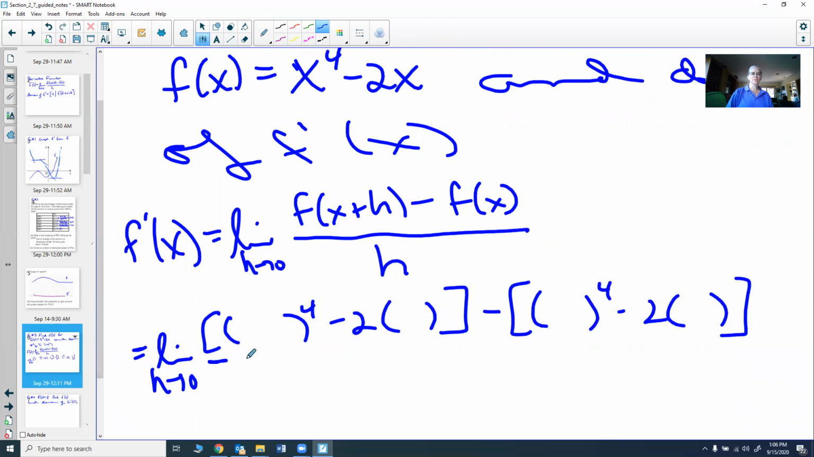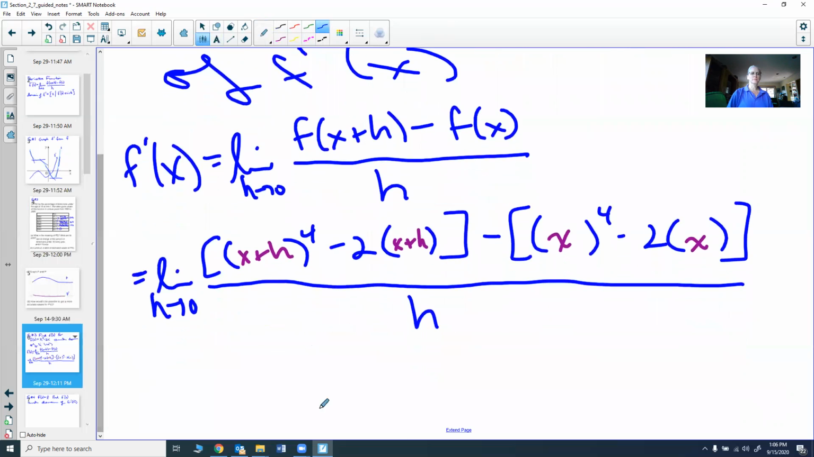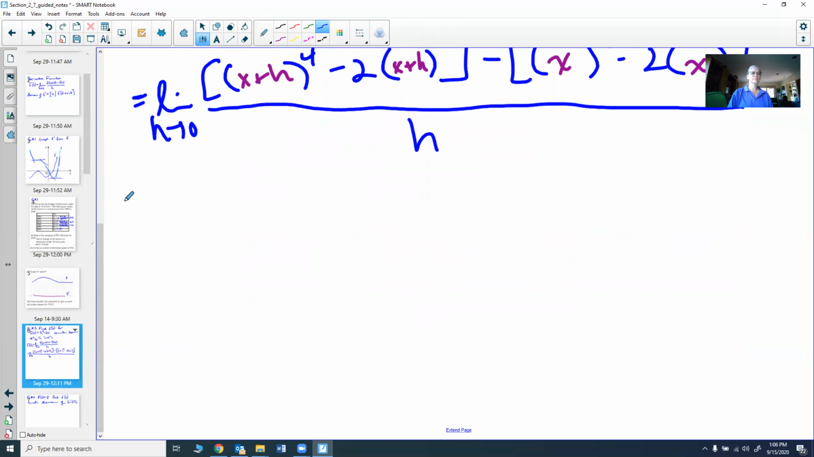So your numerator is your function minus your function. But then you've got to fill in what the somethings are. In the first something, it's x plus h. In the second, it's x plus h here too. In the second something, it's x. All right, so now we're going to go ahead and multiply everything out. This is just algebra.